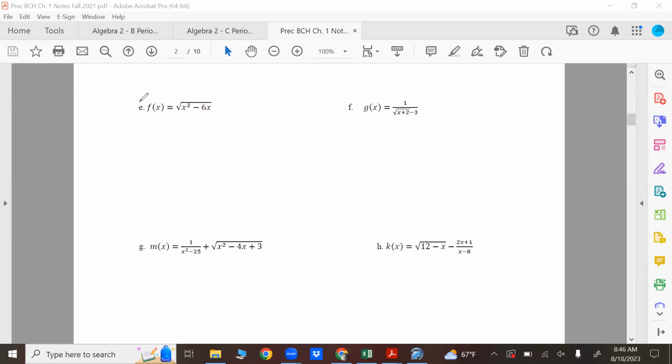Okay, so let me do E with you guys. Root x squared minus 6x. Okay, so the bottom line is that x squared minus 6x. What has to be true about that for this to work? Okay, go ahead. Exactly, thank you. Greater than or equal to 0.